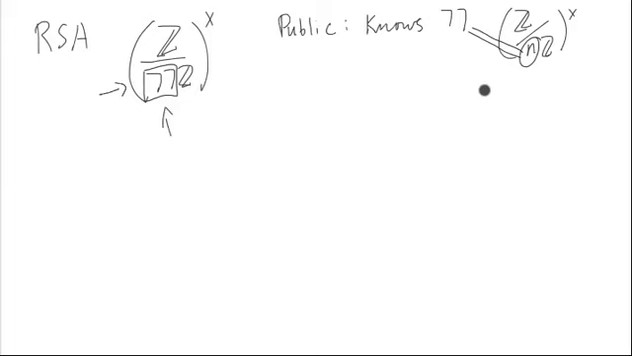The public needs to know how to encrypt things. So what we're going to do is, let's suppose that for encryption, we take 13 as our exponent. So the public will also know 13. 13 is an exponent, and we can call it the encryption key.